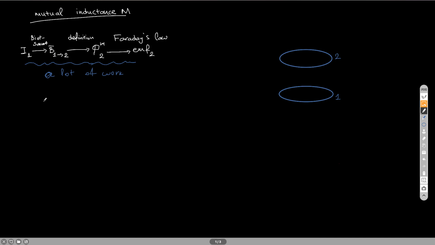And the concept of inductance is the following. If I take I1 and multiply it with the mutual inductance between 1 and 2, then this can give me the magnetic flux that goes through loop 2. So instead of using Biot-Savart's law and the definition of the magnetic flux to find this, the concept of the mutual inductance allows us to bypass all of that and go directly here. If we have this number, this is a number.